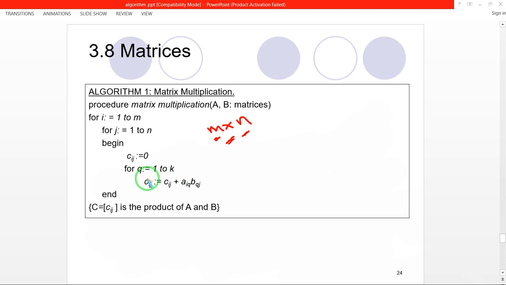Then q starts from 1 to k. Cij is equal to Cij plus Aiq multiplied by Bqj. This is the product of the two matrices, and Cij must start at 0.